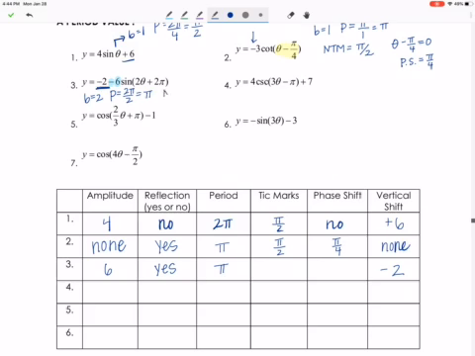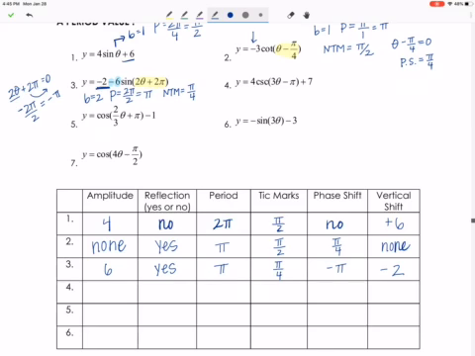To get my new tick marks, we take the new period and we divide that by 4, which in our case is just pi over 4. We also have a set of parentheses, which means we will have a phase shift. So over here to the side, if we set 2 theta plus 2 pi equal to 0 and solve for theta, we would move 2 pi to the other side, and then we would have to divide by 2, which would give me negative pi.